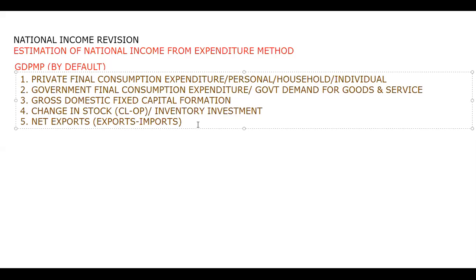So ultimately we have to see that whenever we have to compute any aggregate, I'm not talking about just national income, but any aggregate through the expenditure method, where the question either specifically asks about the expenditure method, or even if it doesn't, but you see that the question comprises these components of the expenditure method, then we have to follow the expenditure method only: private final consumption expenditure, government's final consumption expenditure, gross domestic fixed capital formation, change in stock, and net exports. This constitutes and gives you GDP MP.